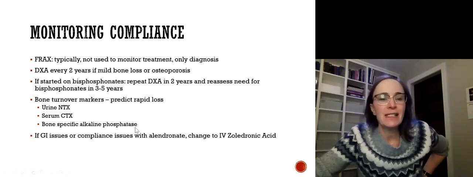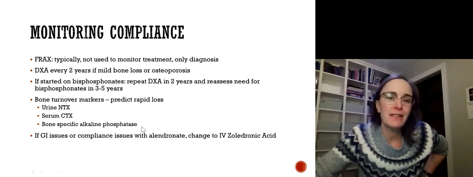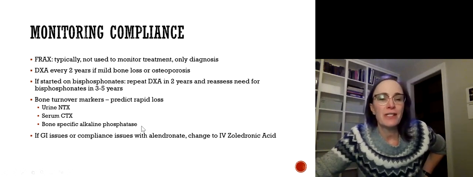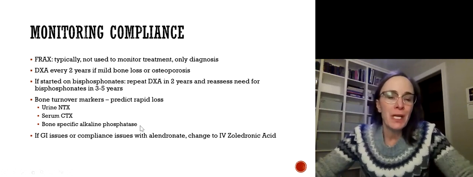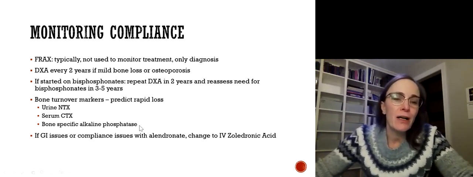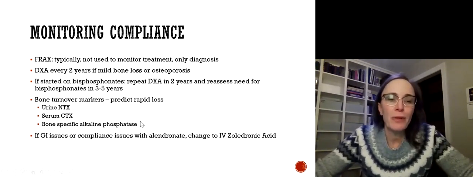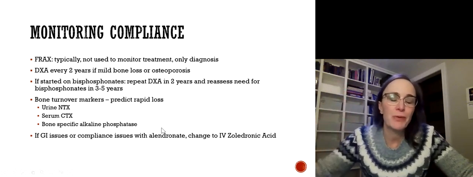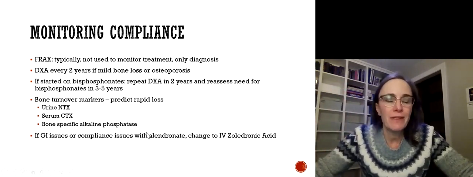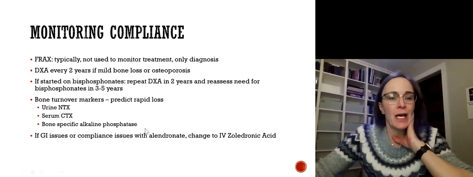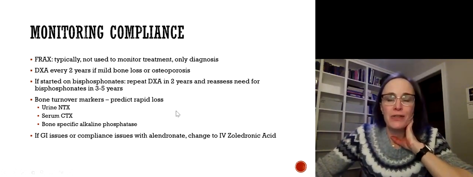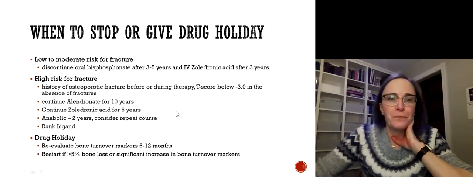Bone-specific alk phosphatase is a marker that you can use. I find this tough. I've checked it for years, and I honestly sometimes don't know what to do with them. They are indicative of osteoblasts, and supposedly, over time, if your bone-specific alk phos is just climbing, it's predicting rapid loss. I find this a tough one to use. And then I mentioned the GI issues or compliance issues, change to zoledronic acid.